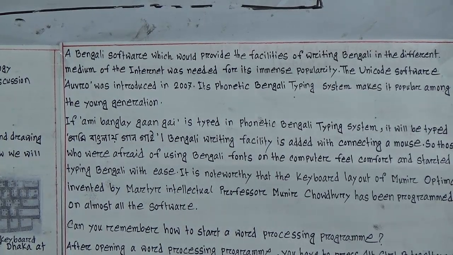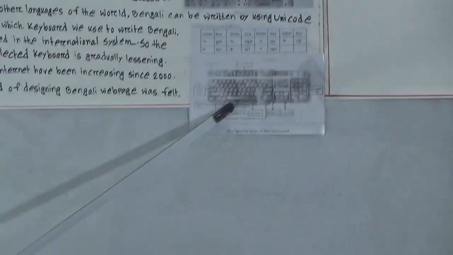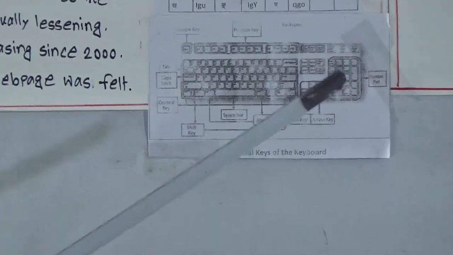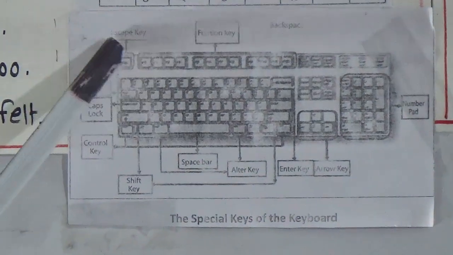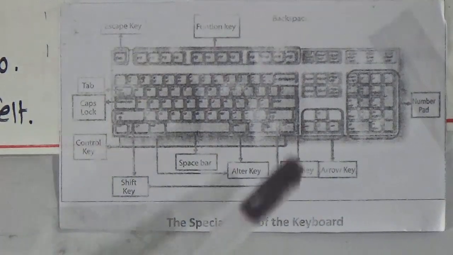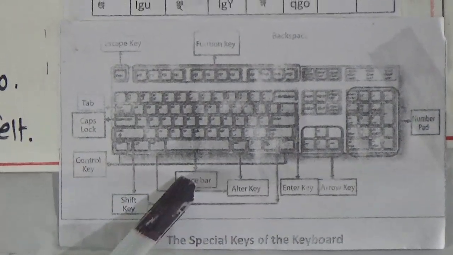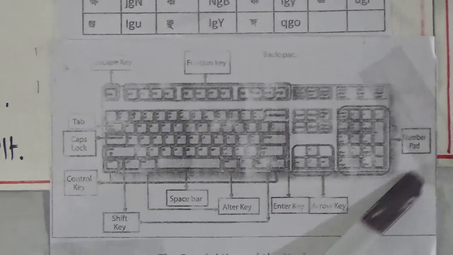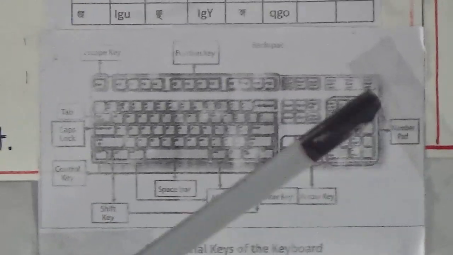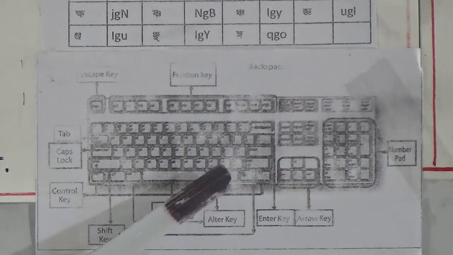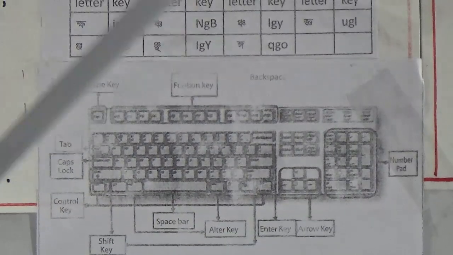Dear students, look at the board. I have given the special keys of the keyboard. So look here, that means in the keyboard we see different keys. It is the control key, caps lock, escape key, function key, okay. That means alt key, space key, enter key, arrow key and number pad. These are all the special keys of the keyboard. In your book, page number 56, you will get this picture.